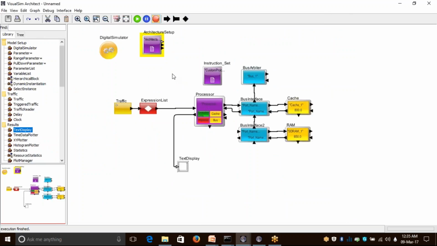Okay. So as you can see here, we have quickly assembled a system with a processor, a bus, and a memory subsystem within a few minutes. This could be a very simple example, but you can construct very complicated models within a matter of a couple of hours to days using these pre-built configurable library blocks.